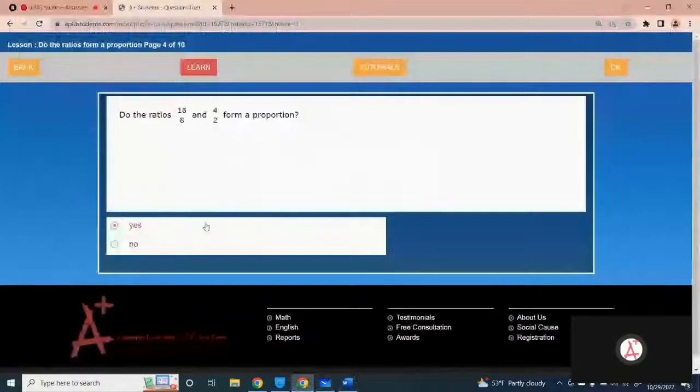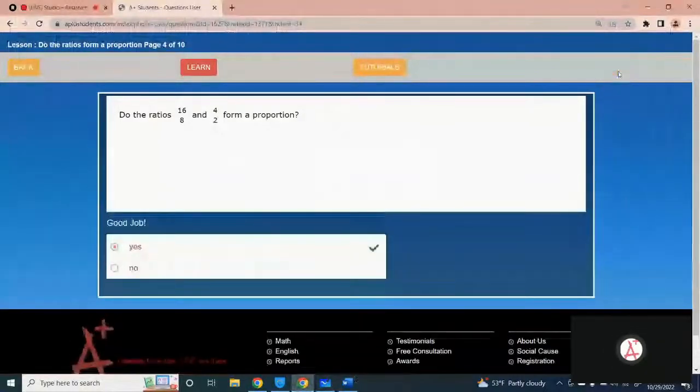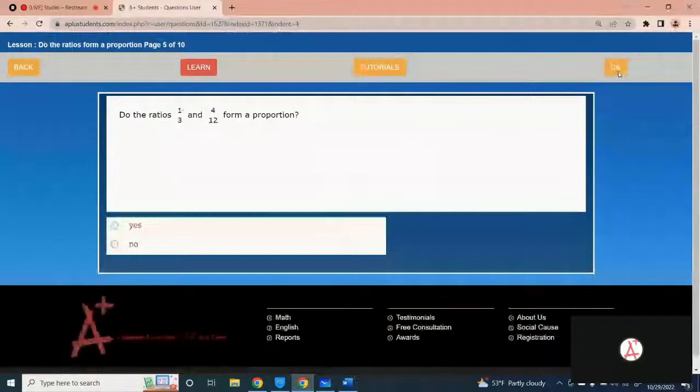Just select the correct option and click on the OK button. Okay, do 1 by 3 and 4 by 12 form a proportion? Yes or no? 12 is the greater denominator. You have to make the smaller one equal to the greater one. So 3 times what number is 12? So 1 by 3 and 4 by 12, that means yes, they are equivalent. The answer is yes. Just select the correct option and then click on the OK button.